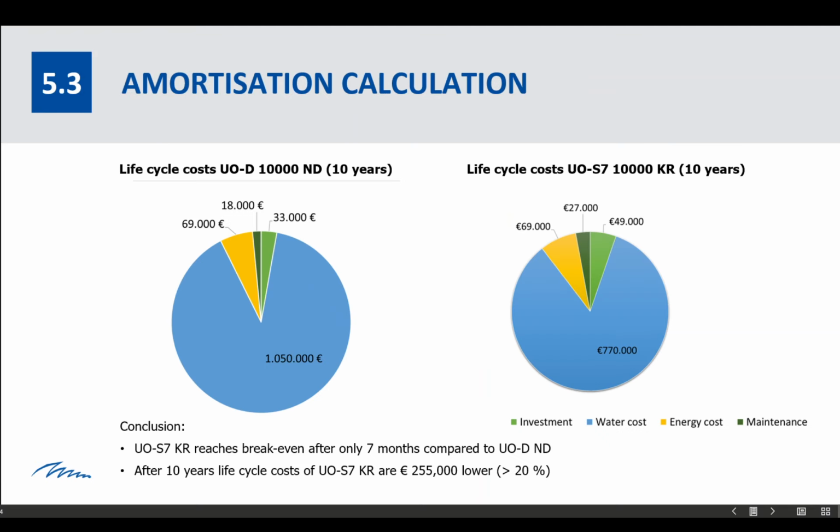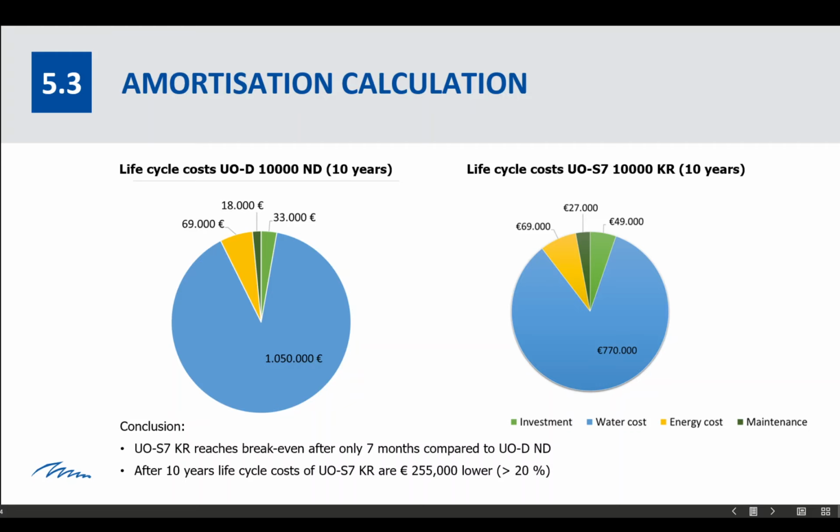So now we see this all in numbers. On the left side again, the standard calculation that we have just seen, and on the right side, the same calculation with the life cycle cost with the KR series with the decreased wastewater. So as we can already see, the water cost has decreased by almost €300,000.